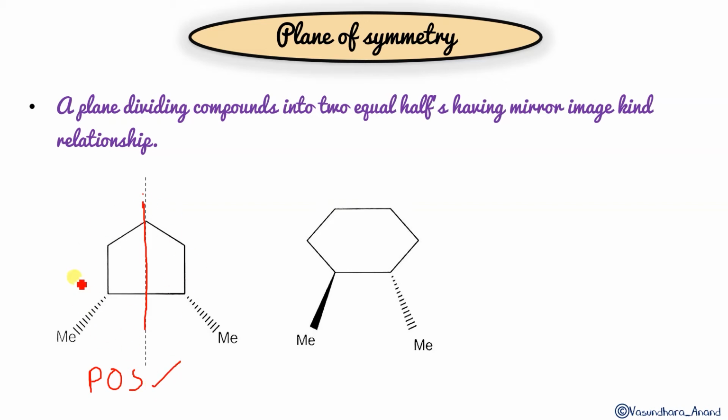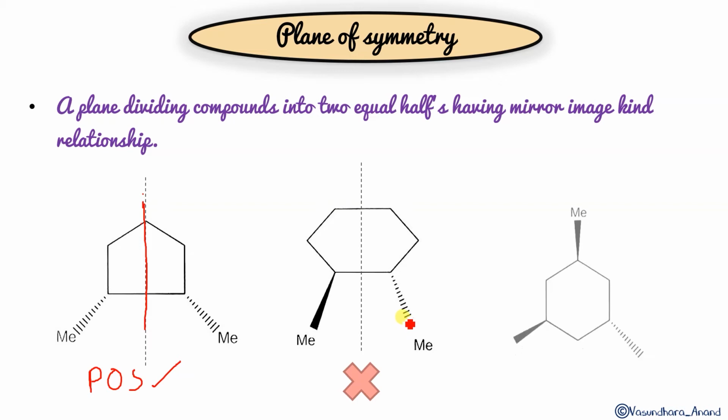So that means it will not show the chirality. In this case, if we check that, and we divide this molecule by any plane, you divide it in this way, you divide it in this way, any plane. Are they mirror images of each other? Are they equal parts? No. In this case, this is the dash, that means it is towards you, and this one is away from you. So they are not in the same plane, and that's why the POS is not present over here. So it will show the chirality and it can be optically active.